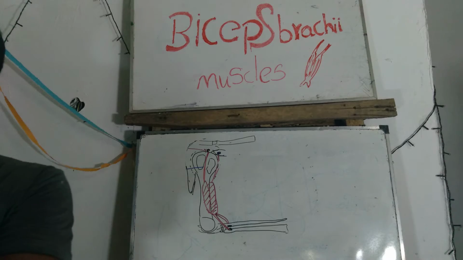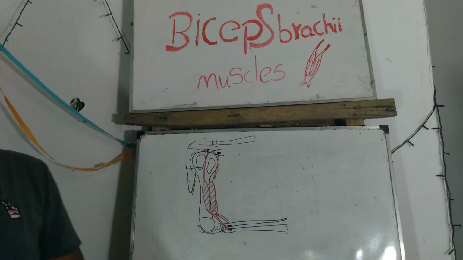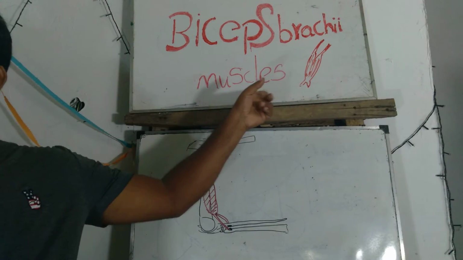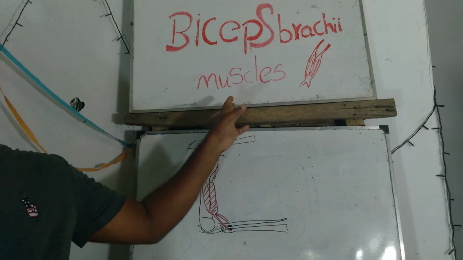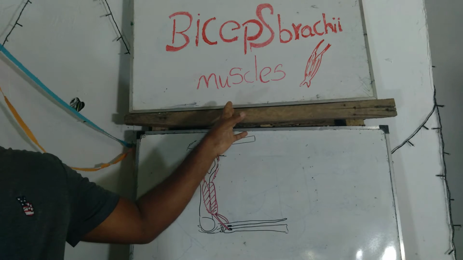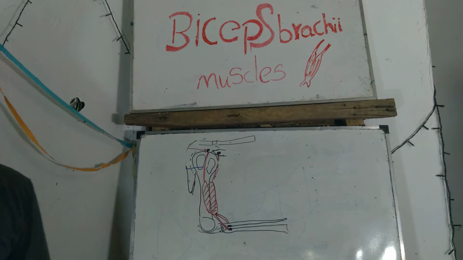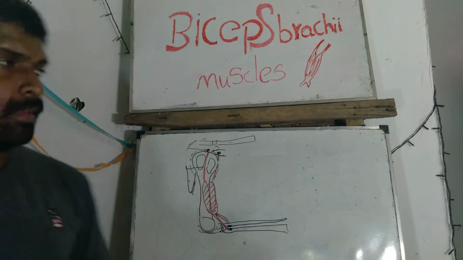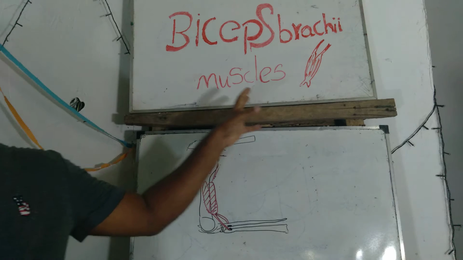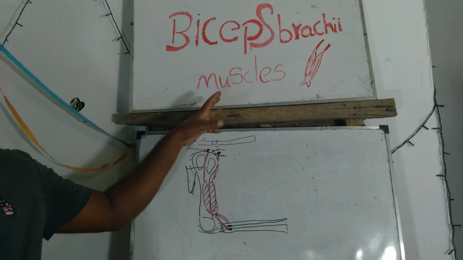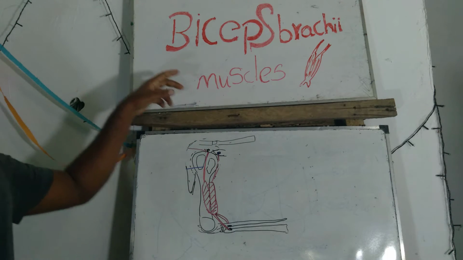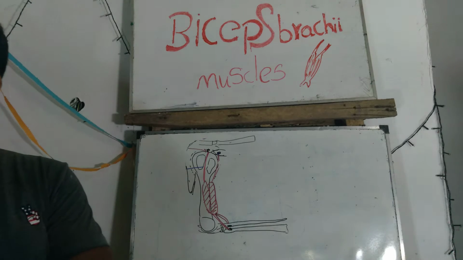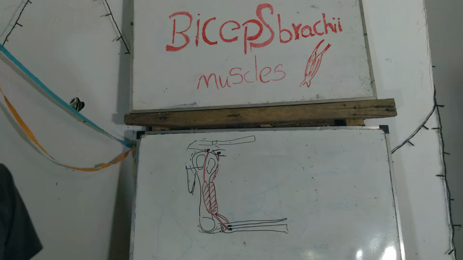Today we are going to discuss the biceps brachii muscle. The biceps brachii muscle is the most powerful muscle of the upper limb. The biceps brachii muscle is situated anteriorly on the humerus bone.